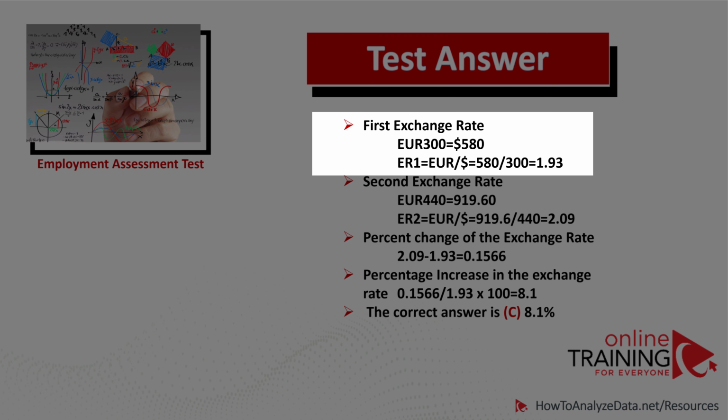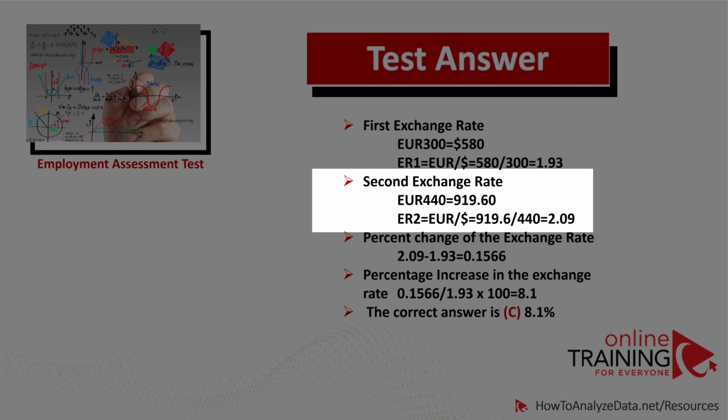So to calculate the first exchange rate, we need to use the formula and divide Canadian dollars by euros. We have 300 euros and we received 580 Canadian dollars. So the exchange rate would be 580 divided by 300, which would be 1.93. The second exchange rate will be calculated in a similar way. We divide $919.6 by 440 euros, and we will get the rate of 2.09.